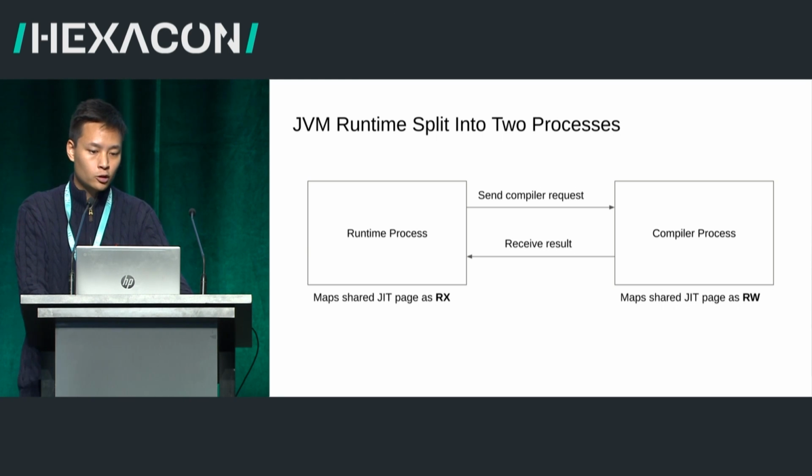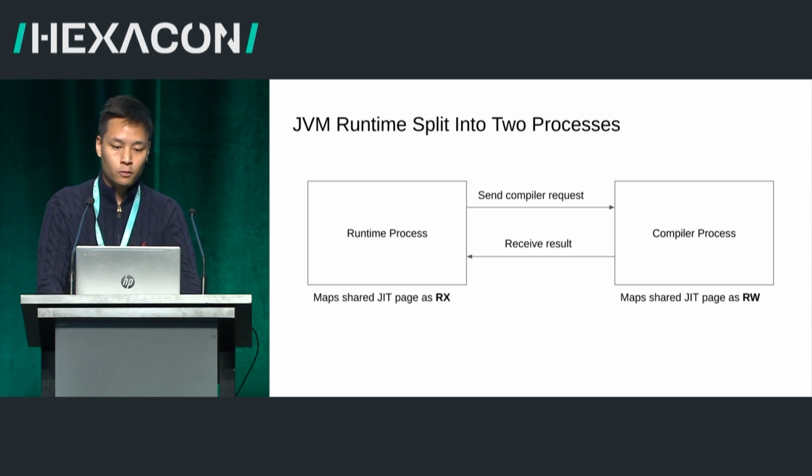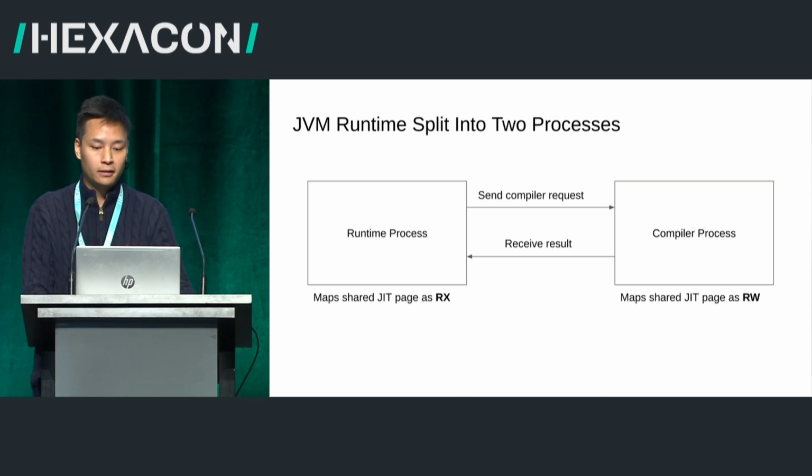To show the concept visually, the runtime process maps the JIT page as read executable, and the compiler process maps the JIT page as read writable. Via Unix domain sockets, the runtime process can request the compiler process to do JIT compilation, which is to write to the JIT page, and then to receive the result from the compiler process. If we manage to exploit the compiler process, then we can write arbitrary payloads to the JIT page, which the runtime process can then execute.